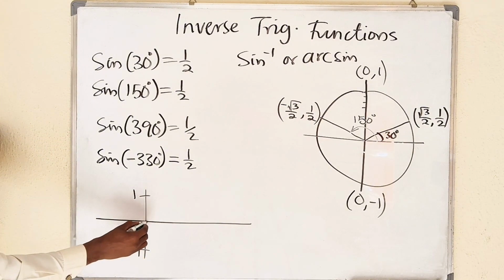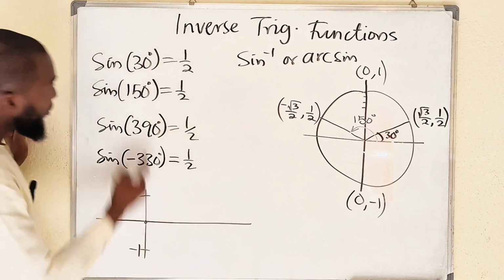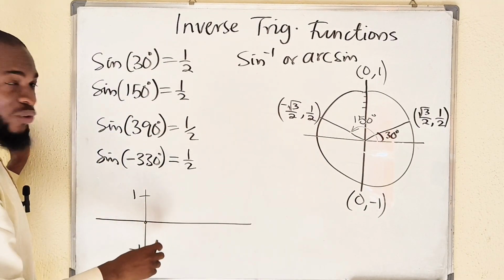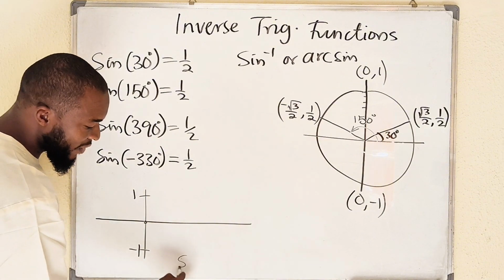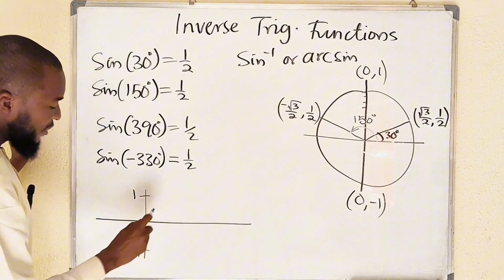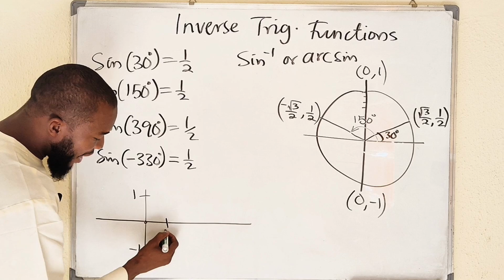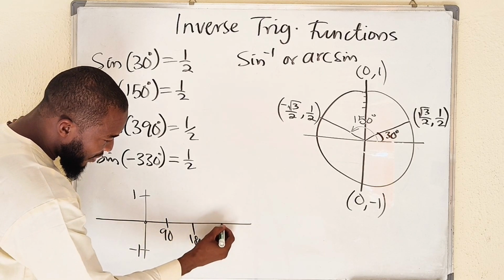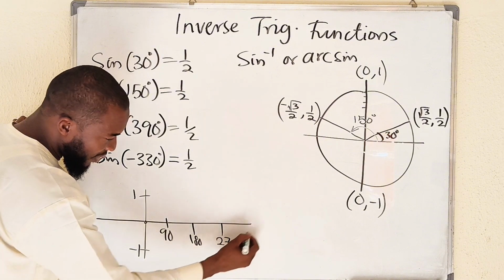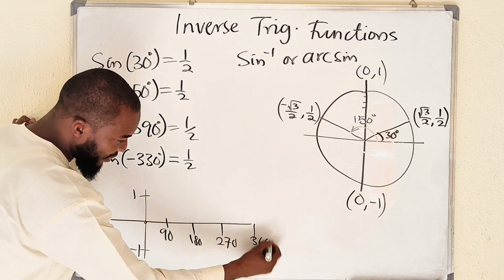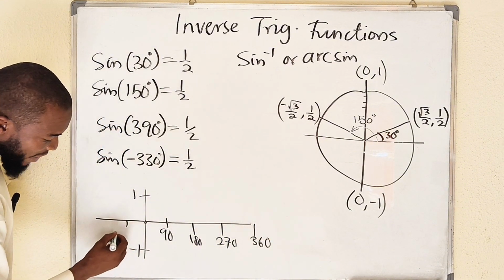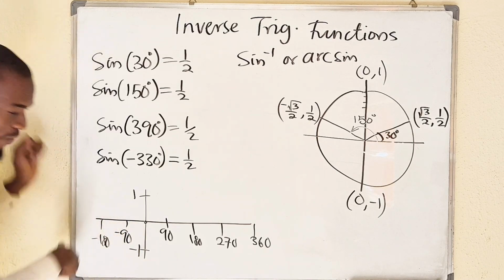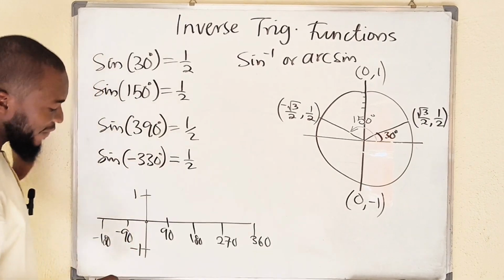So assuming that this is the origin, 0 degrees. Let me illustrate sine x, for instance. So we could have 90 degrees here, 180 degrees, 270, and 360 degrees. If you come to the left, you may have negative 90 here, negative 180. Let me stop here. I know how it looks, but I just want to show you everything.